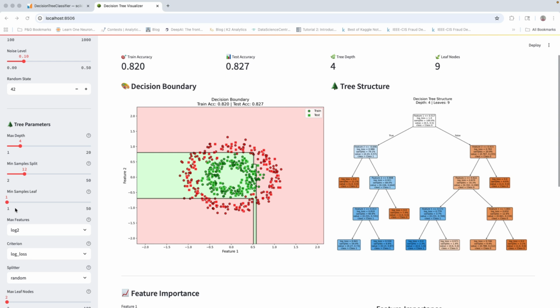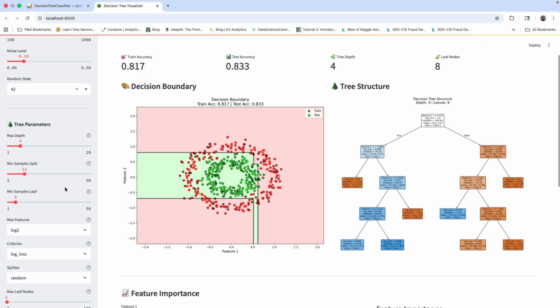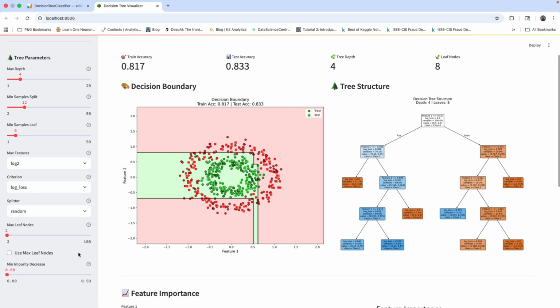If I increase it to 6, the tree won't create a leaf unless at least 6 samples support that prediction. The decision boundary becomes smoother, the predictions are more confident because they are backed by more data, and aggressive splitting is discarded. So the next feature is max features.